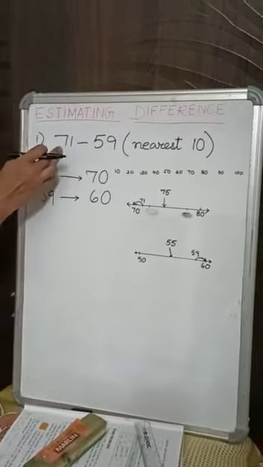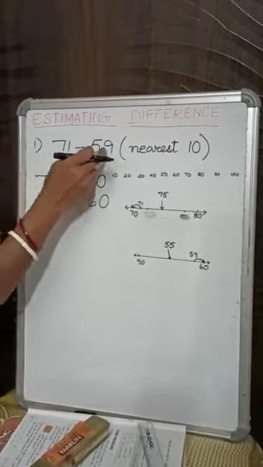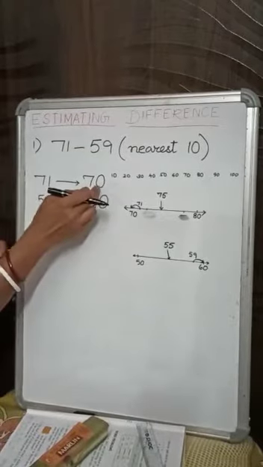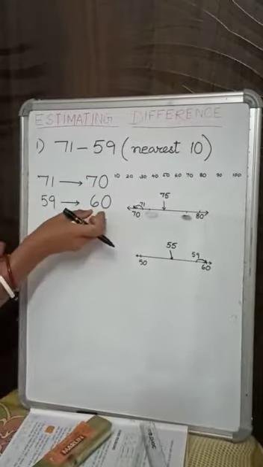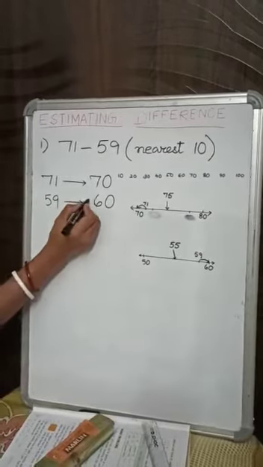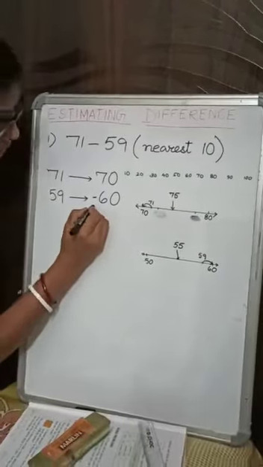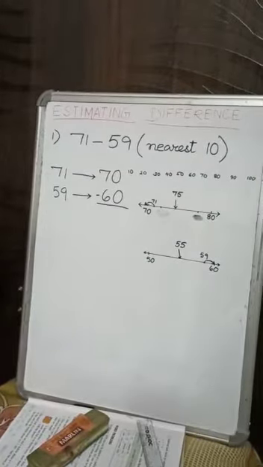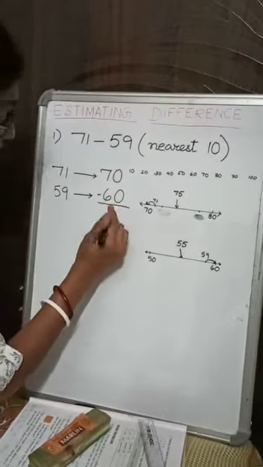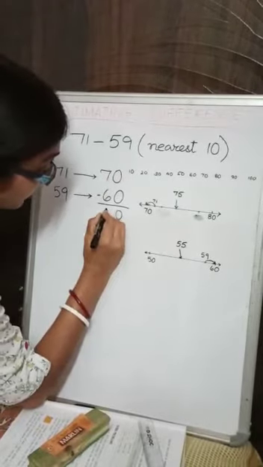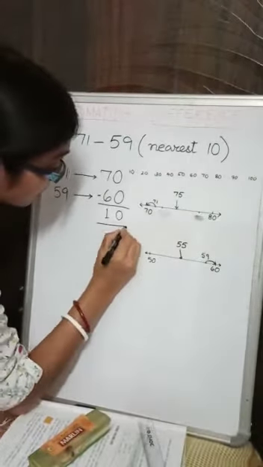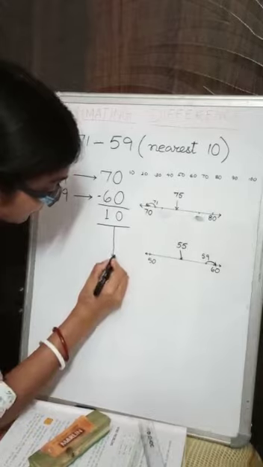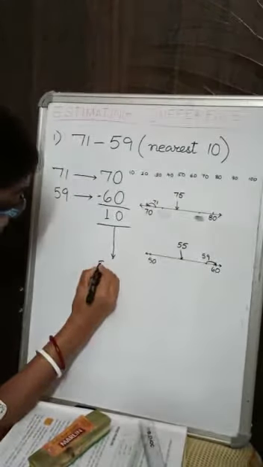So what we have done, we have rounded off the given numbers. 71 rounded to 70, 59 rounded to 60. Now the difference between the rounded off numbers will give us the estimated difference. So when we subtract them, we get 10. So 10 is the estimated difference.